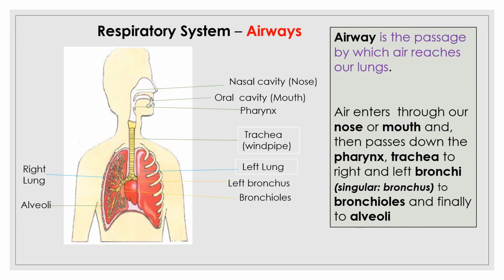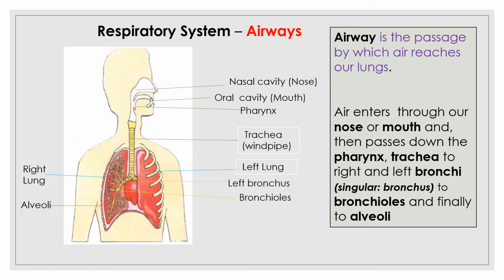As you can see in the diagram, the airways include the nose, mouth, pharynx, trachea, bronchus, bronchioles, and alveoli. Air enters through our nose, that is, it passes through the two nostrils. The nose has hairs to filter out dust particles from the air we breathe in. In the nasal cavity, the air is also warmed and moistened. Note that we can also breathe through the mouth.